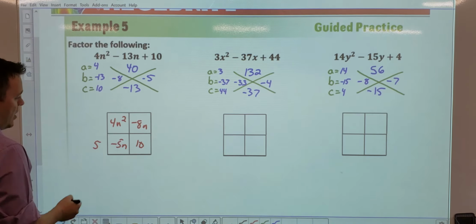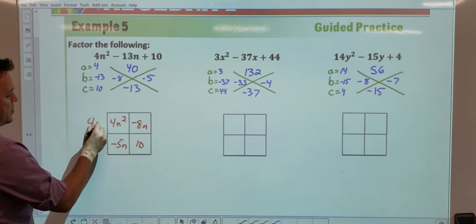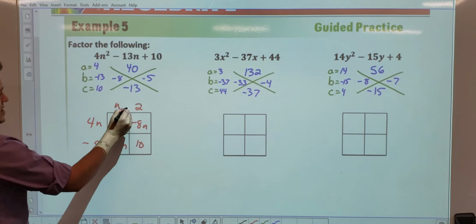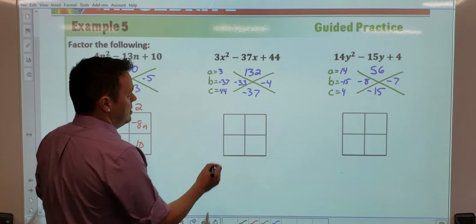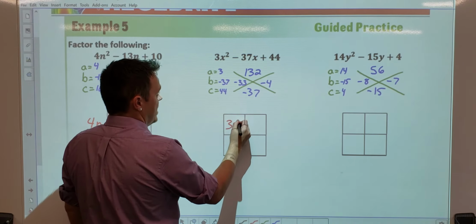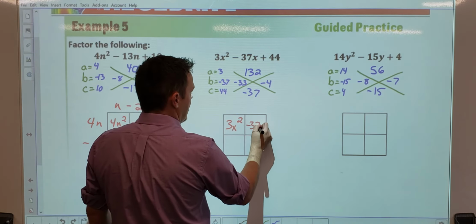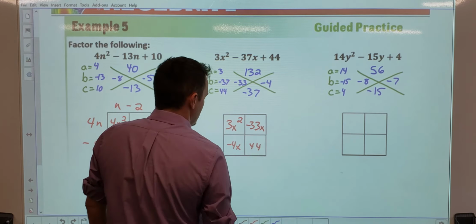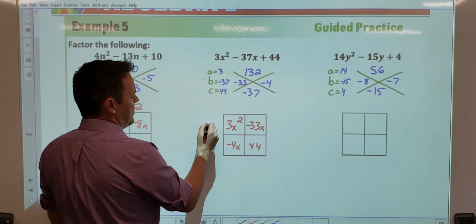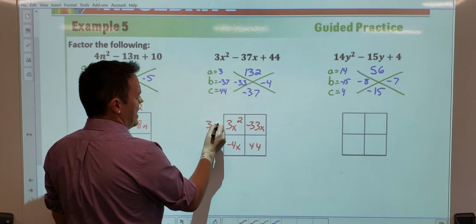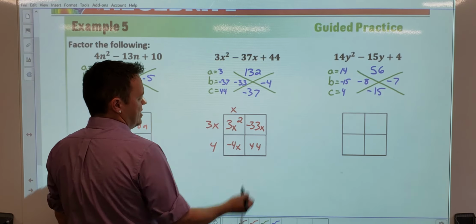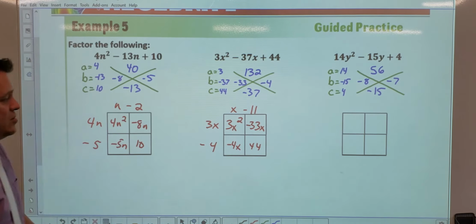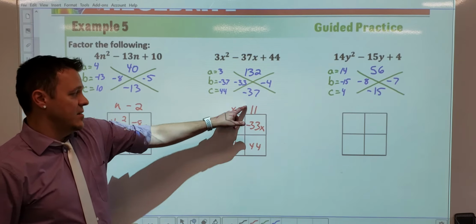And don't give up. All right, so this one here is 4n. As you factor it out, this would be an n, and that would end up being a 2, but it needs to be a negative and a negative there. This one right here is 3x squared, negative 33x, negative 4x, and 44. So I factor out a 4. I factor out a 3x here. Then I factor out an x here and an 11 here. But this one and that one have to be negative due to the signs on the inside. And negative is a positive.